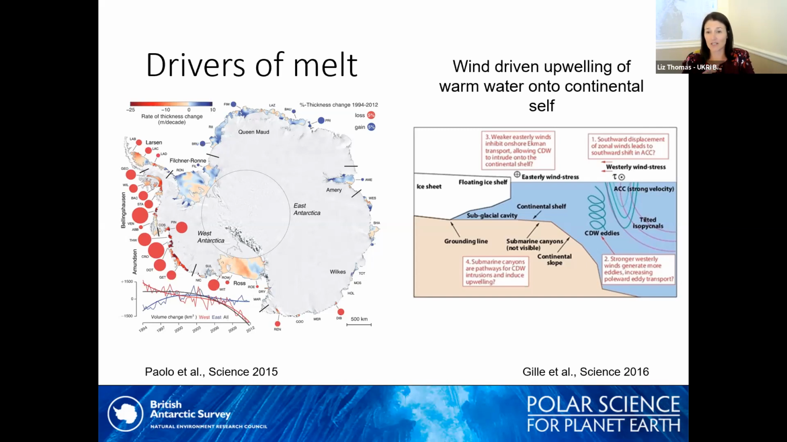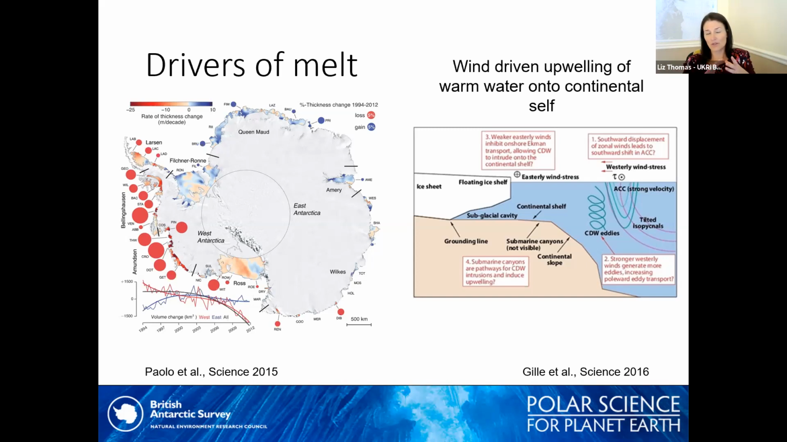Other suggestions are that it's an increase in the strength that's driving these processes and upwelling, or that it could be a weakening, so an increase in strength of the westerlies versus a weakening of the easterlies. So it's really obvious that the winds are playing a very important role in driving the variability, not just on the melt side of the story and the mass loss, but also on the mass gains and the snowfall side of the story.